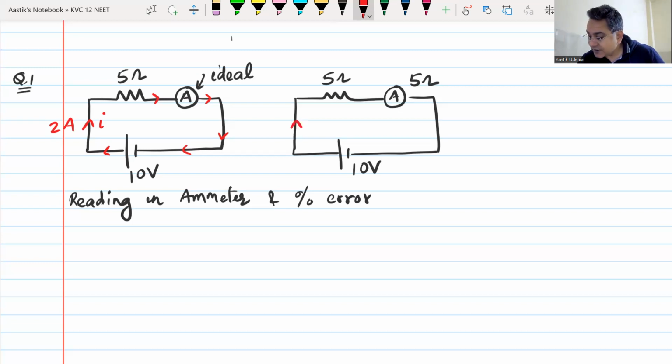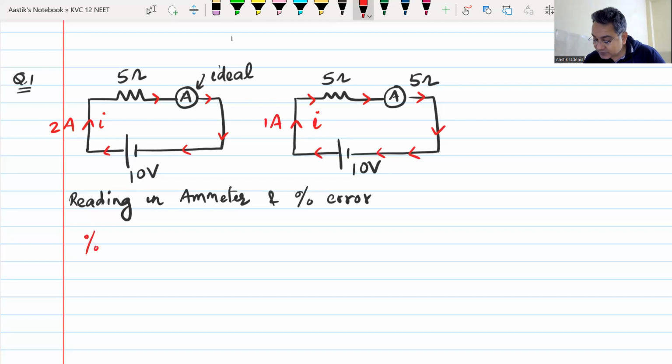If I talk about the second circuit, the ammeter also has a resistance of 5 ohms. 5 ohms plus 5 ohms, total resistance becomes 10 ohms. Total current becomes 10 volts divided by 10 ohms, which is 1 ampere. So the original current is 2 amperes, but what your ammeter will read in the second case is 1 ampere.